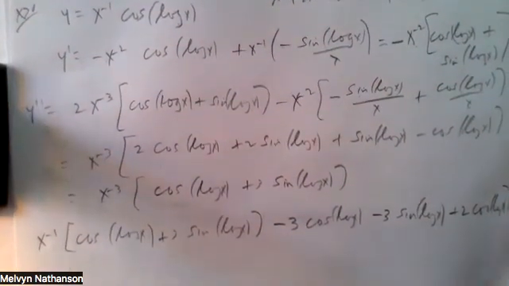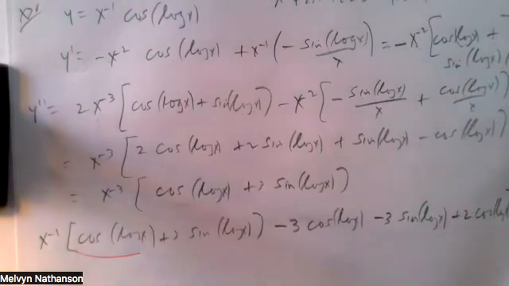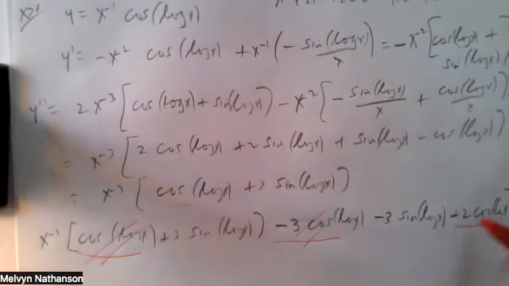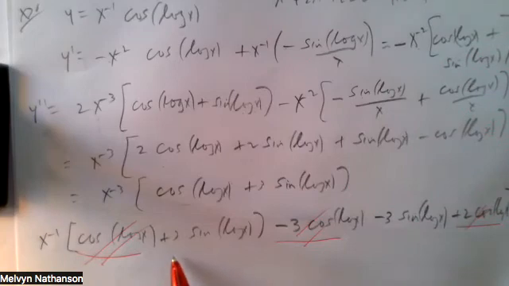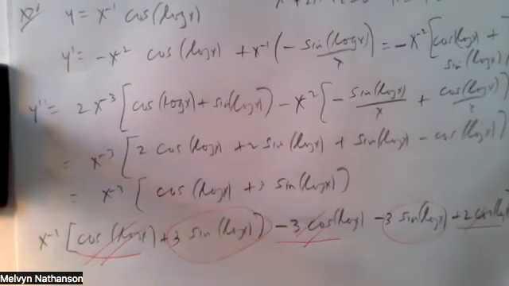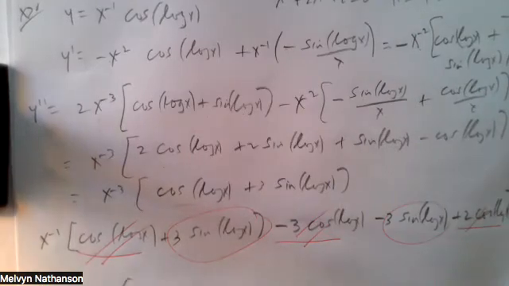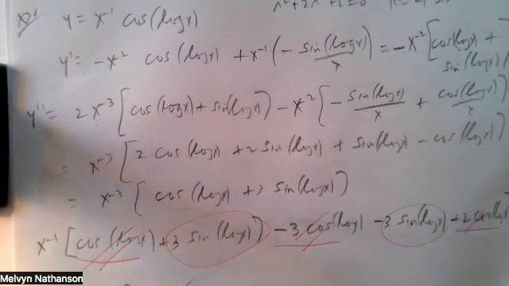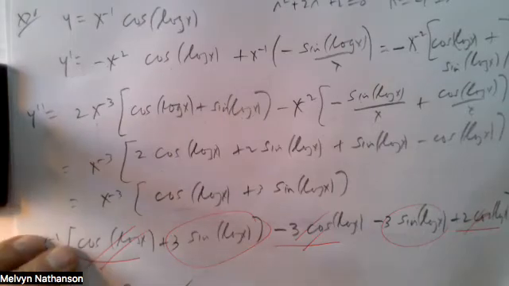And now it works, thank God. Excellent. Because I have 1 times the cosine minus 3 times the cosine plus 2 times the cosine. They cancel. And I have 3 times the sine minus 3 times the sine. They cancel. So I had the right solution. I just kept messing up the check. Okay.